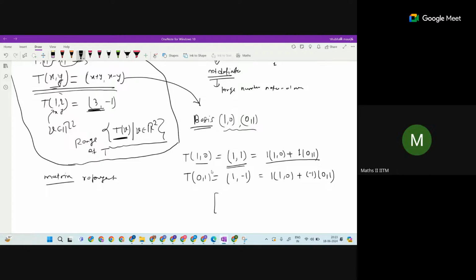So the matrix representation with respect to the canonical basis is going to be: whatever this one is goes here, and whatever this one is goes here. This is for the first canonical basis element, (1, 0). Now we'll check for the second one. For this one we got this, so this one will be here and this one will be here. This is the matrix representation of T with respect to the canonical basis.